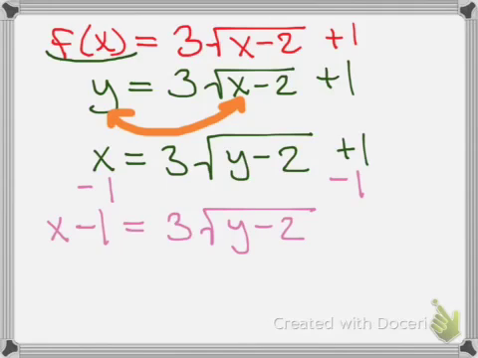So what's the next thing that I need to undo? Well, the next thing that I need to undo is this multiplying by 3 right here. And the way we undo multiplying by 3 is to divide by 3. So I divide both sides by 3 so that these cancel on this side.